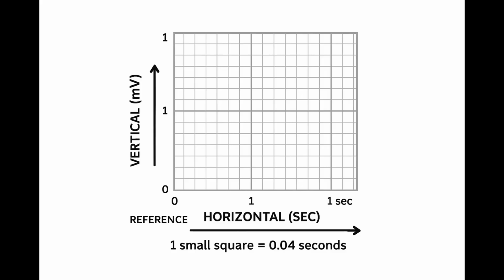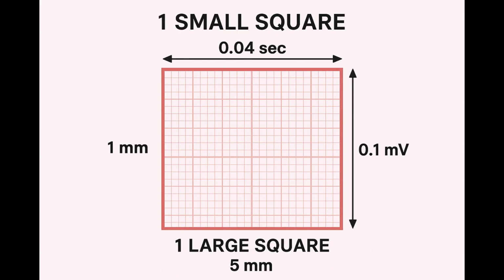And that 1 millimeter height, that 0.1 millivolt, that's often the critical threshold, like is ST elevation 1 millimeter or not. That one tiny square can change everything. Wow. Okay, so that standard is literally the line between "let's watch this" and "okay, emergency action needed." Powerful stuff. So how do we use this grid for something basic, like calculating heart rate quickly?